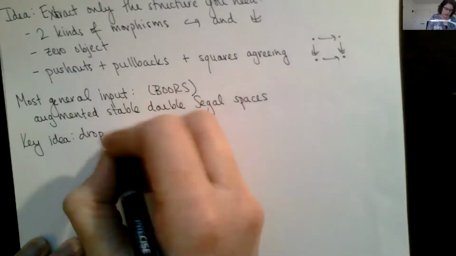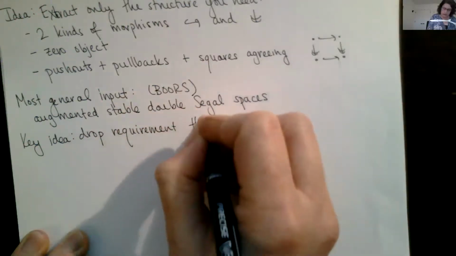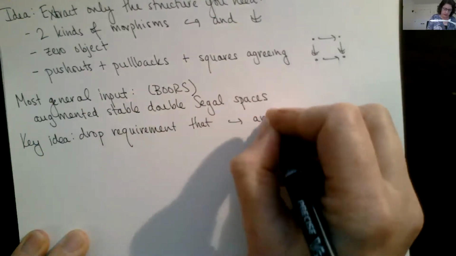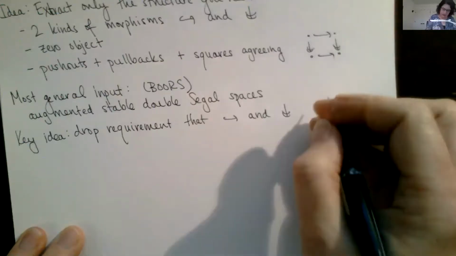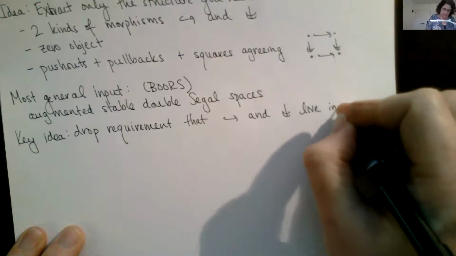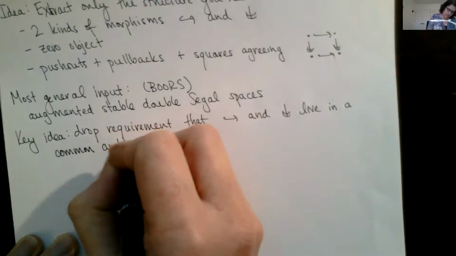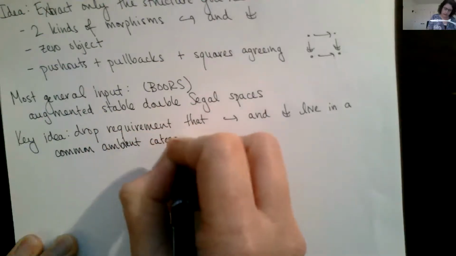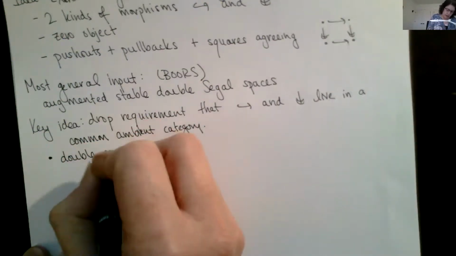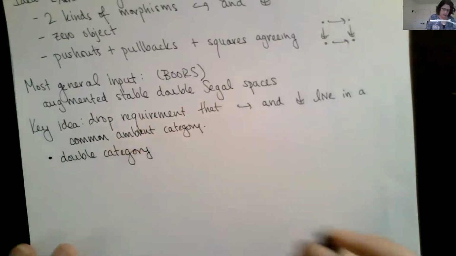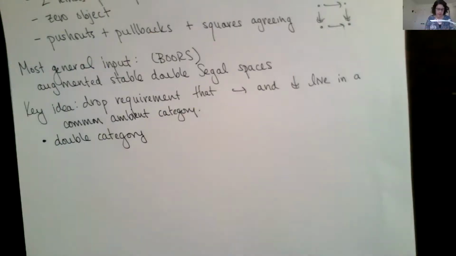The main theme is you drop the requirement that these two kinds of morphism live in a single category, and I've already started drawing them very suggestively, one horizontally and one vertically. So we want to work instead in something called a double category, or an up-to-homotopy generalization thereof. But let me start here.